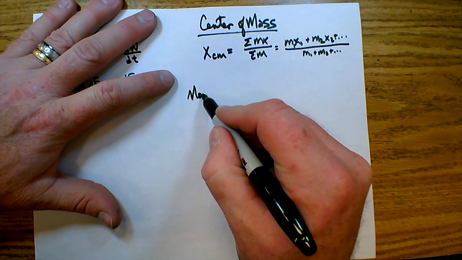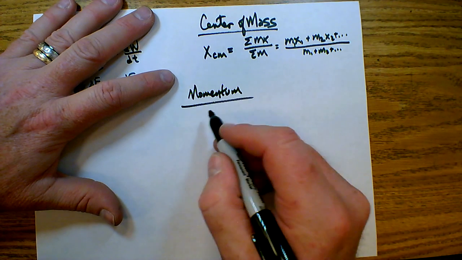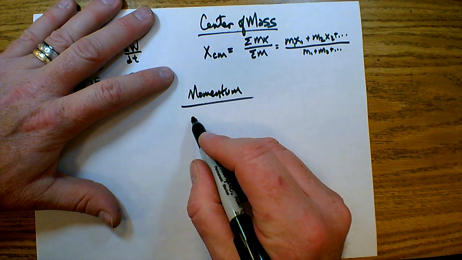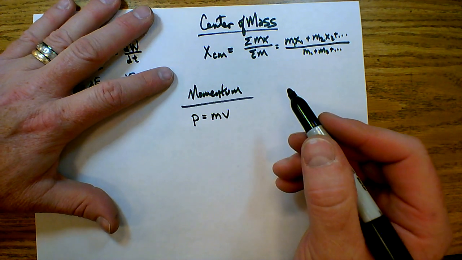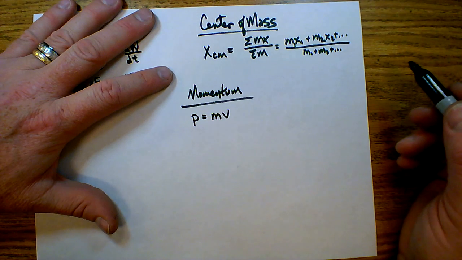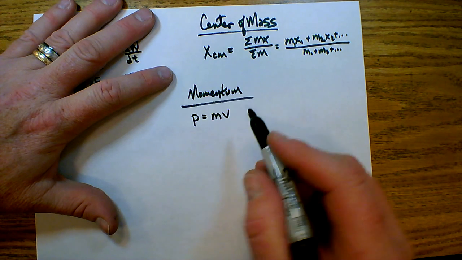Now let's talk about momentum. Momentum is the quantity of mass times velocity. The symbol we use for momentum is p, so the basic equation is p equals mv. So p equals mv, that's just momentum.